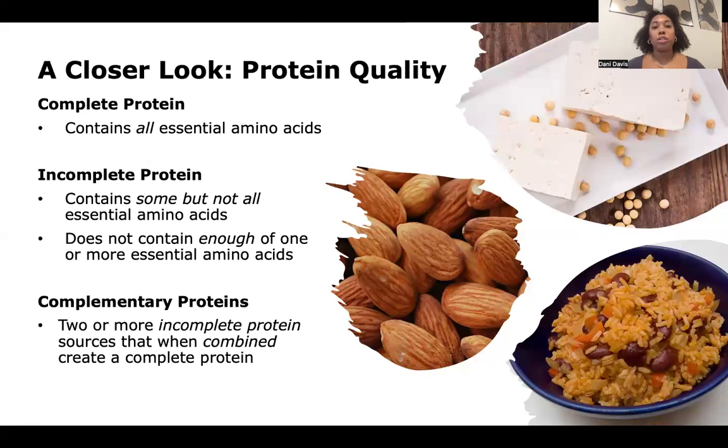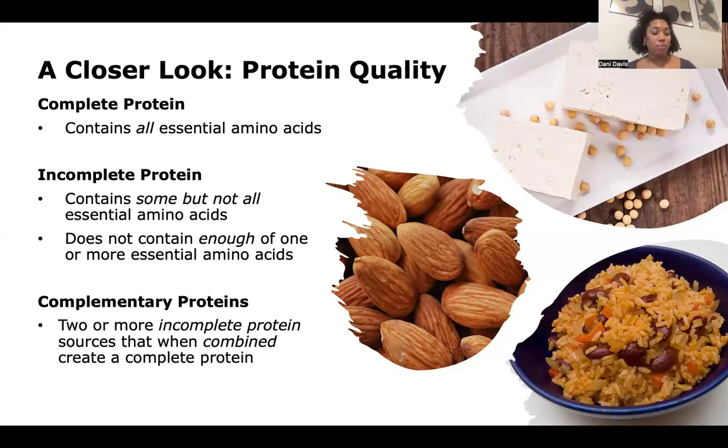So let's take a closer look at protein quality. A complete protein contains all essential amino acids, versus an incomplete protein, which contains some but not all essential amino acids and does not contain enough of one or more essential amino acid. That goes into what is a complementary protein. It's 2 or more incomplete protein sources that are combined to create a complete protein. So what would be a complete protein? That would be our animal-based proteins, for example.